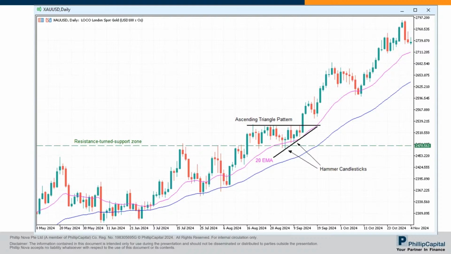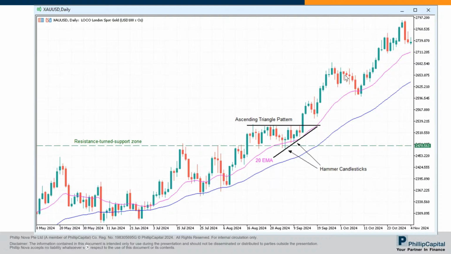So the first time, where you see my mouse here, it pierced through this level in a big green candle, and the second time it pierced through the resistance level of this triangle pattern in another big green candle. And the entry rule for an ascending triangle is you want to enter after the price has breached above the top resistance line. And you can see here the prices did continue to go up.